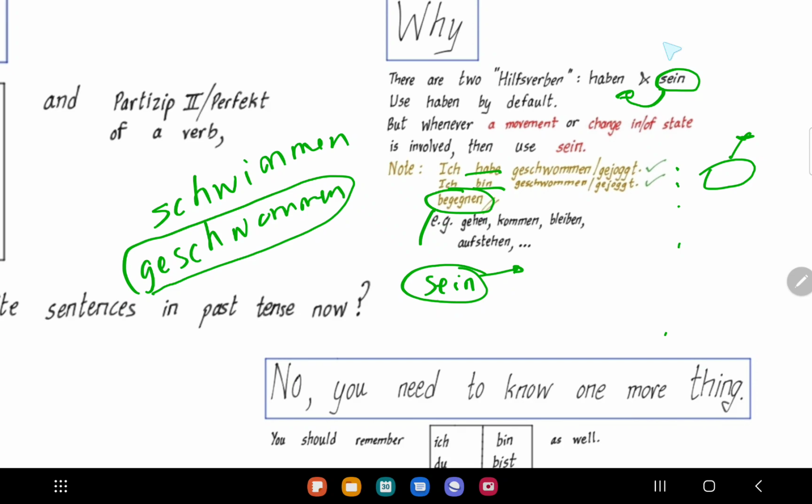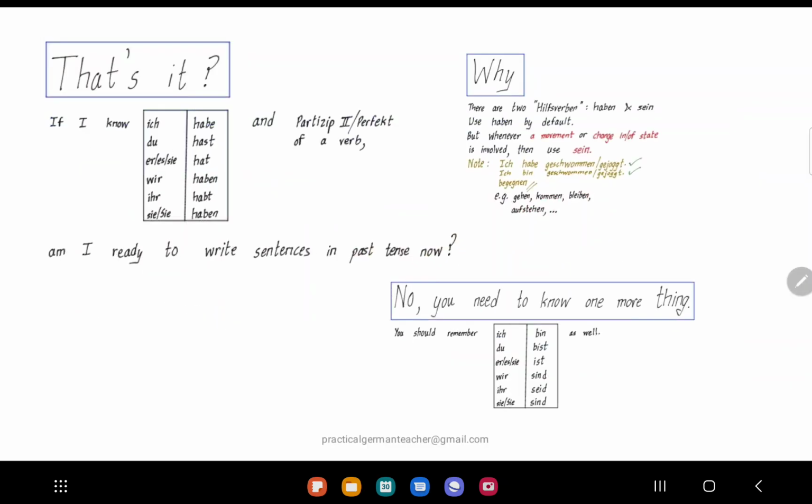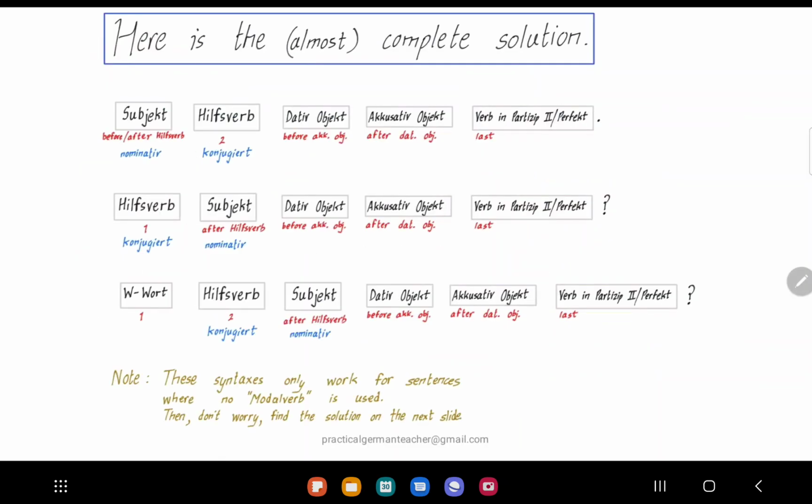So I don't think that it's too difficult to write sentences in past tense. Now let's look at the complete solution, almost complete solution. Let's say you are saying a sentence where you are using only one verb. What do I mean by one verb? Sometimes we say sentences with a verb, and sometimes we also use Modalverben, right? For example, I read, I want to read, and then I wanted to read. I hope you get the idea, right?